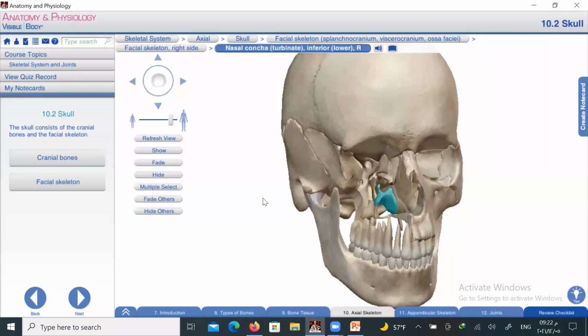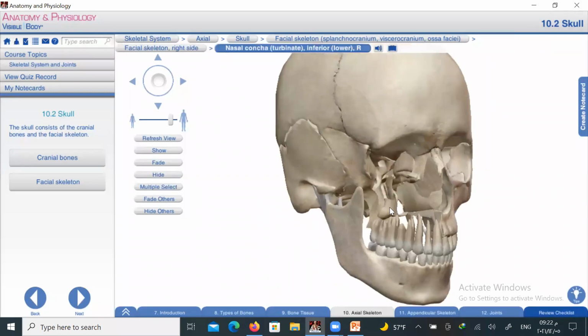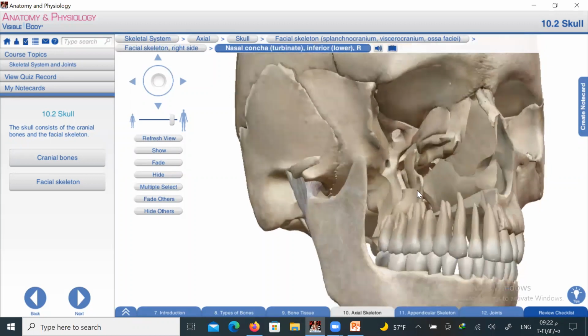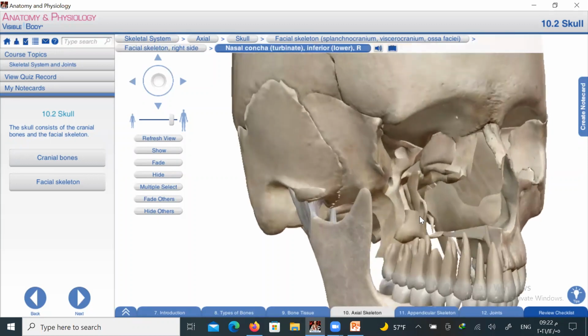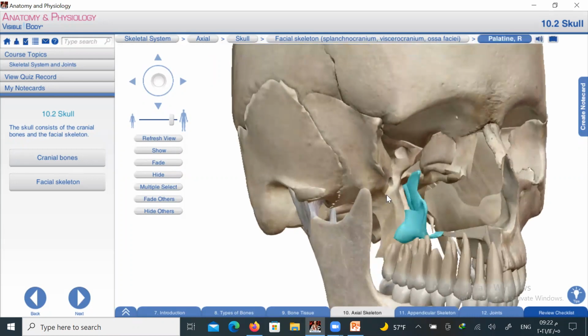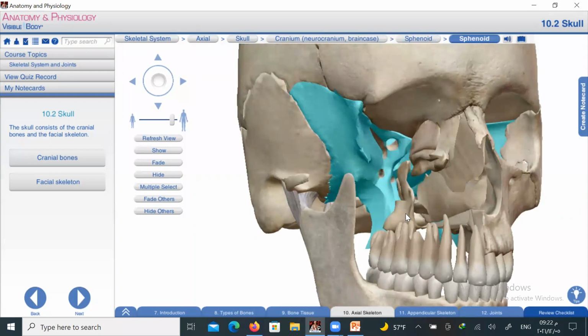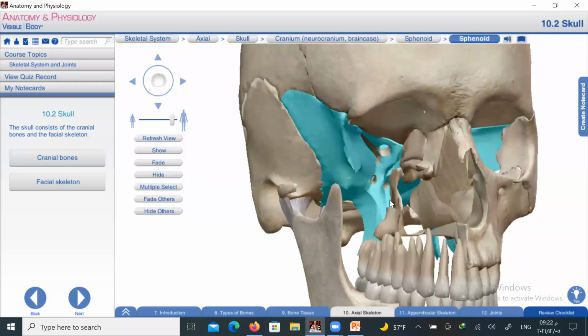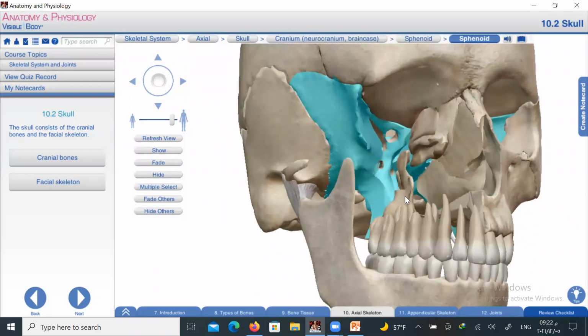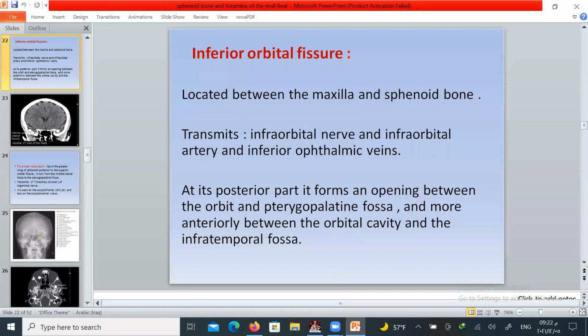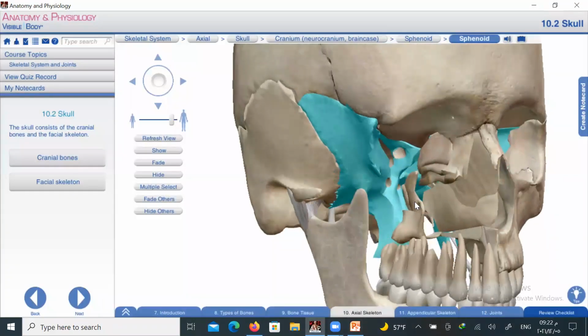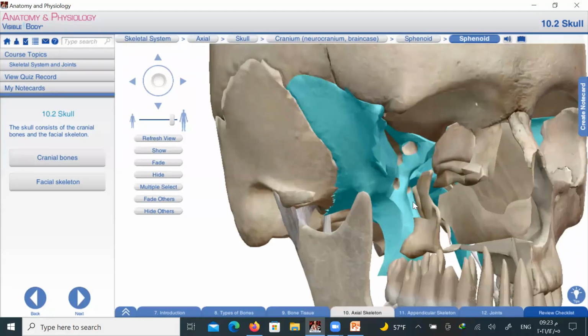and the inferior concha to see this cavity between the L-shaped bone, which is the palatine bone, and the sphenoid bone. The sphenopalatine, this cavity is the pterygopalatine fossa. This cavity between the palatine bone and the pterygoid process is called the pterygopalatine fossa.